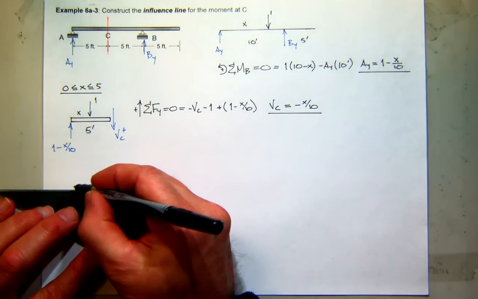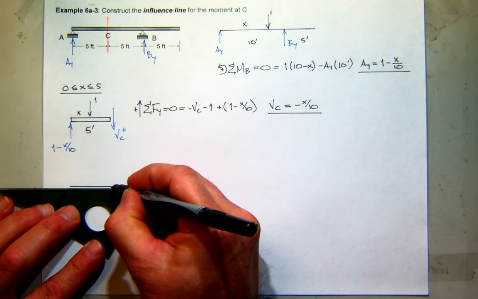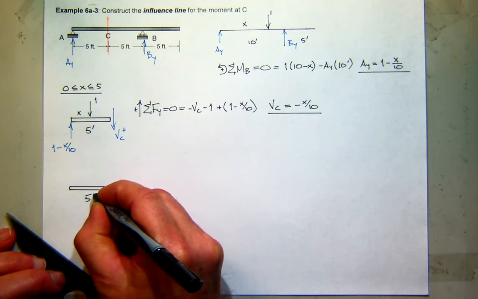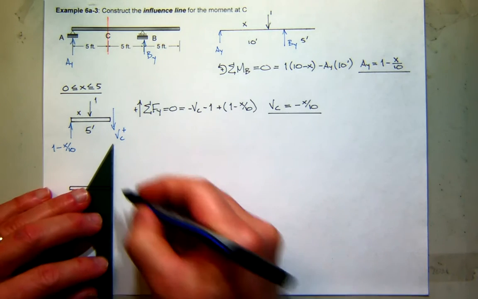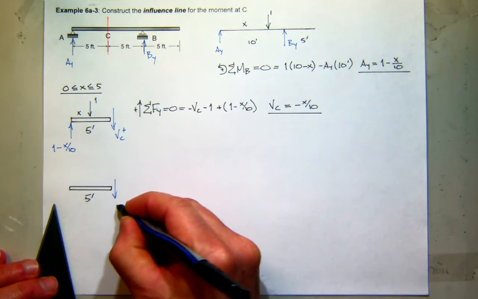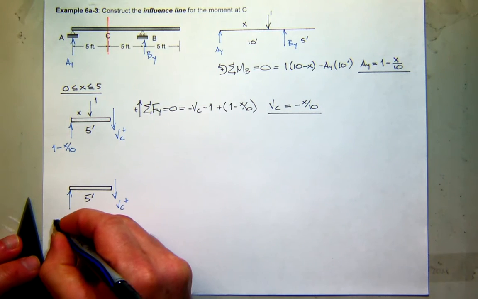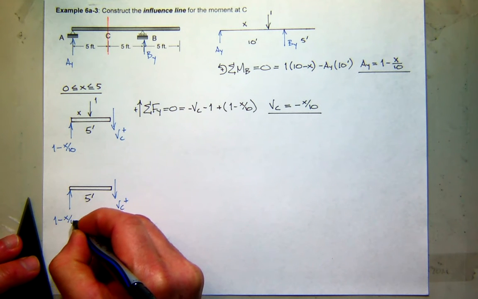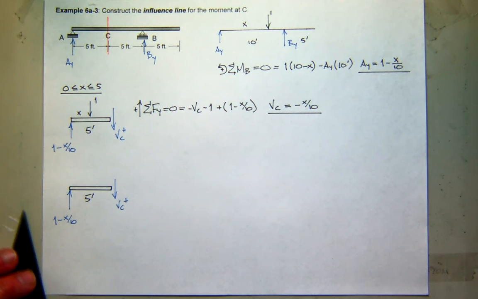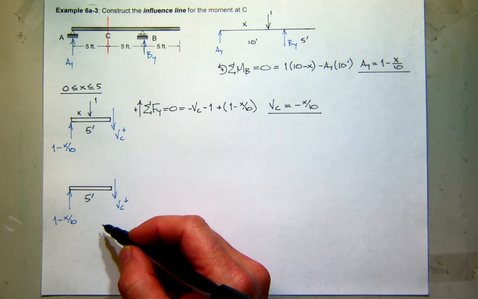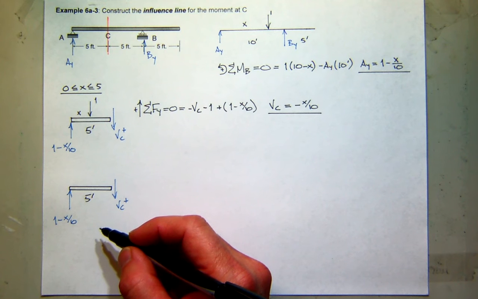And now I'll draw the same free body. It's still 5 feet long. Still has positive shear at C. Still has a reaction at A, 1 minus x over 10. Except what has happened, Mr. Van Tilburg? I've left the building. Oh! Van Tilburg has left the building.